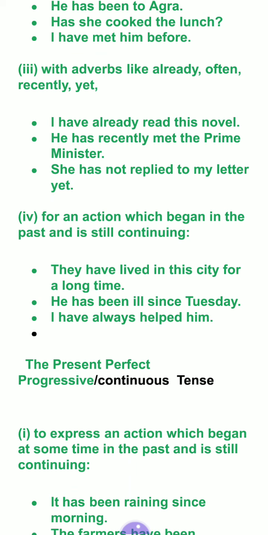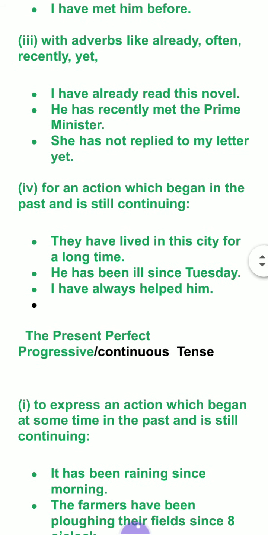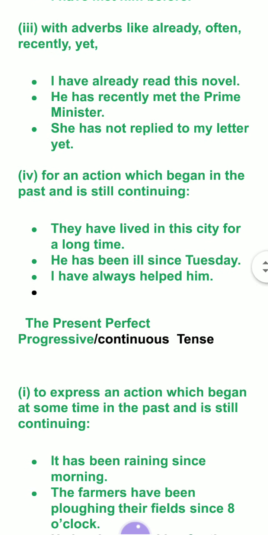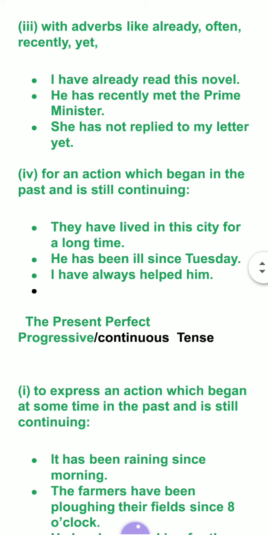Use number three, this is very much important. We use has and have with adverbs like already, often, recently, and yet. These are the adverbs with which we generally use present perfect tense. I have already read this novel. It is written read, but actually it will be pronounced like red. So this is the V3 form.